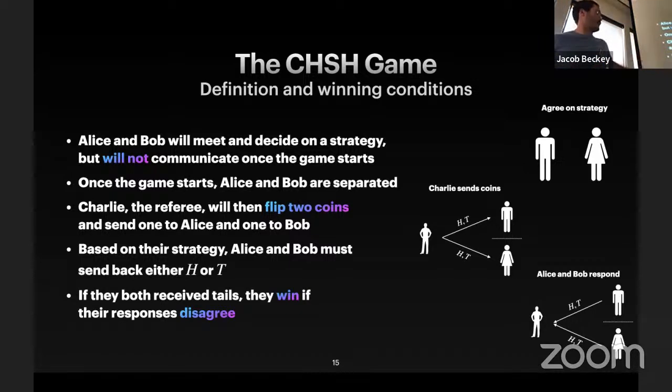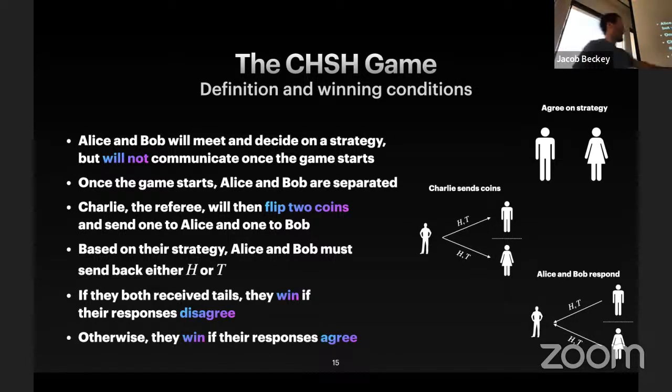And now here are the winning conditions. If they both receive tails, they will win if their responses disagree. Remember, they don't know what one another got. So they can't be like, we want to disagree, so I'll put heads and you put tails if you got tails, right? They can't communicate after. They don't know what coin they received. They just have to cook up a strategy such that they will win. If they receive tails, they'll win if they disagree. In any other scenario, so heads-heads, heads-tails, or tails-heads, they're going to win if their responses agree.